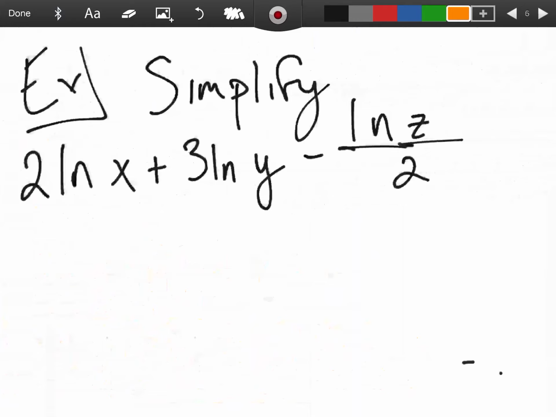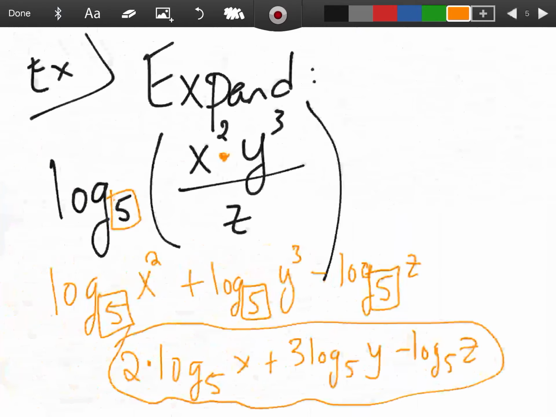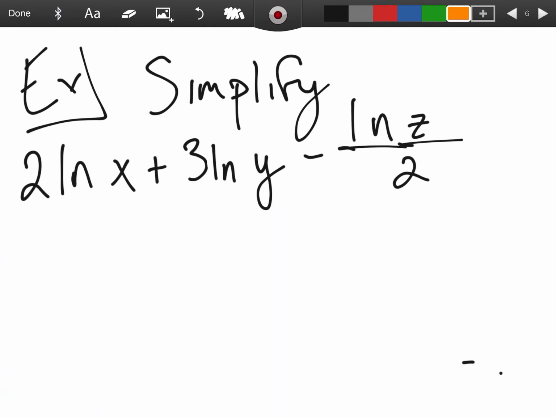All right, most of the time we're going to be using these to simplify, right? Expanding might help us sometimes, but simplifying is probably even more important. So let's try 2 times the natural log of x plus 3 times the natural log of y minus the natural log of z divided by 2. So unfortunately, I'm realizing this is really similar to the last example I just gave us, but let's just practice going in the opposite direction.